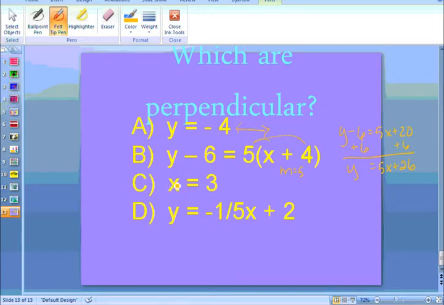C, I have an x, I don't have a y, so I know this is going to be undefined. This is not a function. And D, my slope is negative 1/5. Okay, so I know that my horizontal and vertical line are going to be perpendicular. And I have a 5 and a negative 1/5. So actually B and D are also perpendicular here.